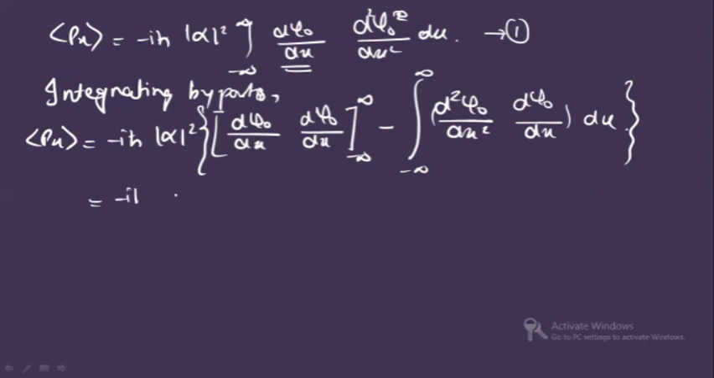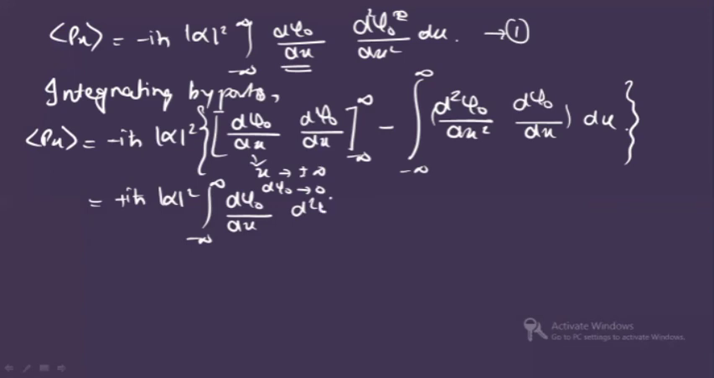Now you see minus ℏα squared. In this term, where x tends to plus minus infinity, ψ₀ will tend to 0. So this term will become 0. And you will have the second term, minus will become plus, and here you will have what? The integral from minus infinity to plus infinity of dψ₀/dx, d²ψ₀/dx² dx, right?